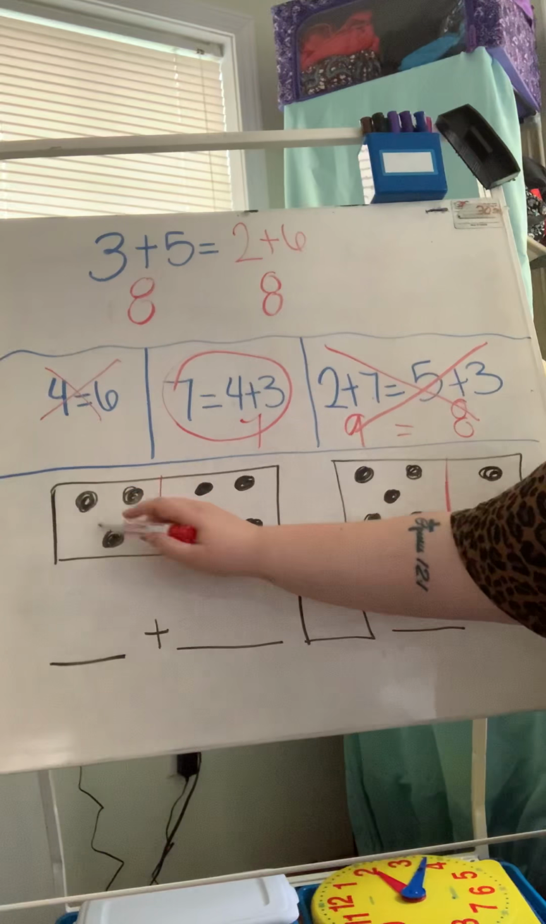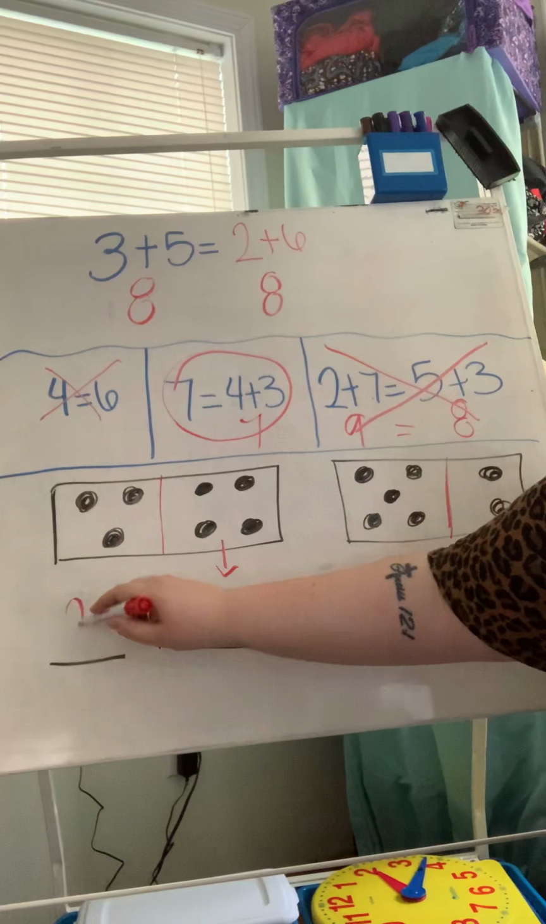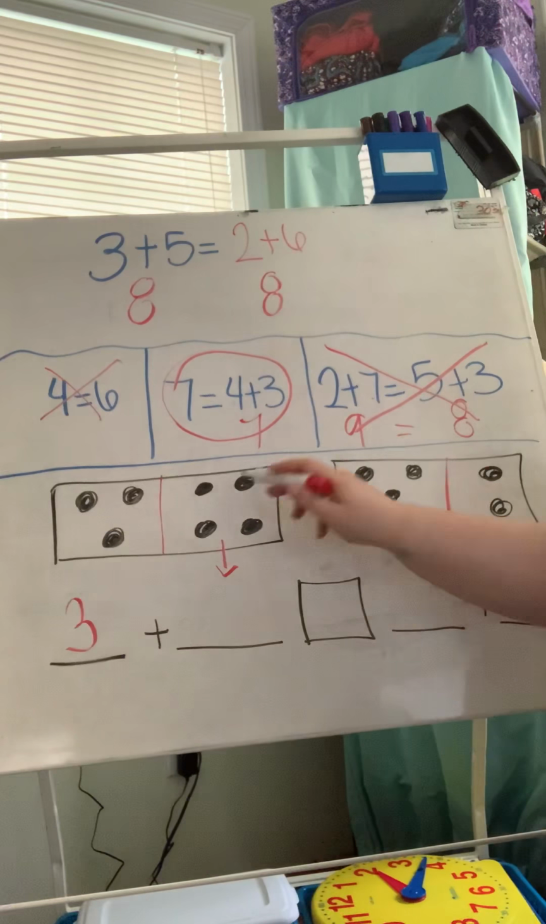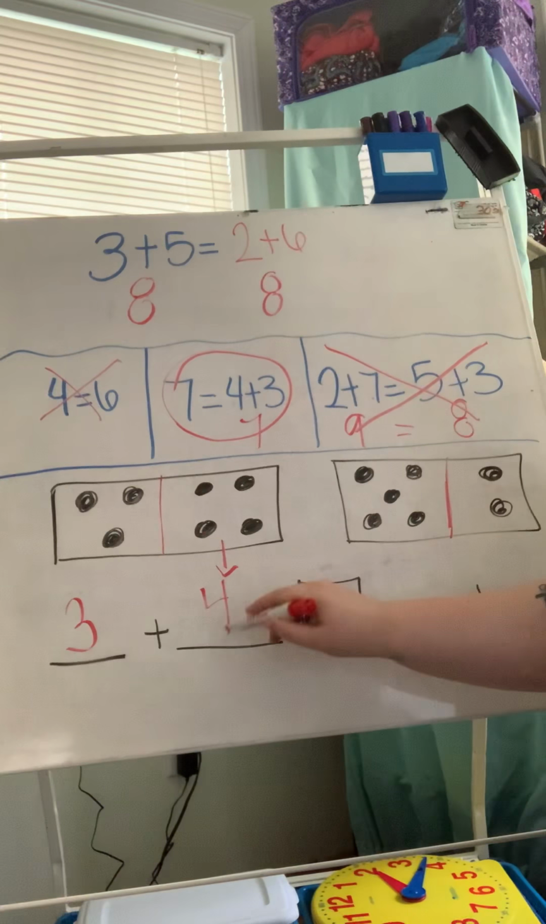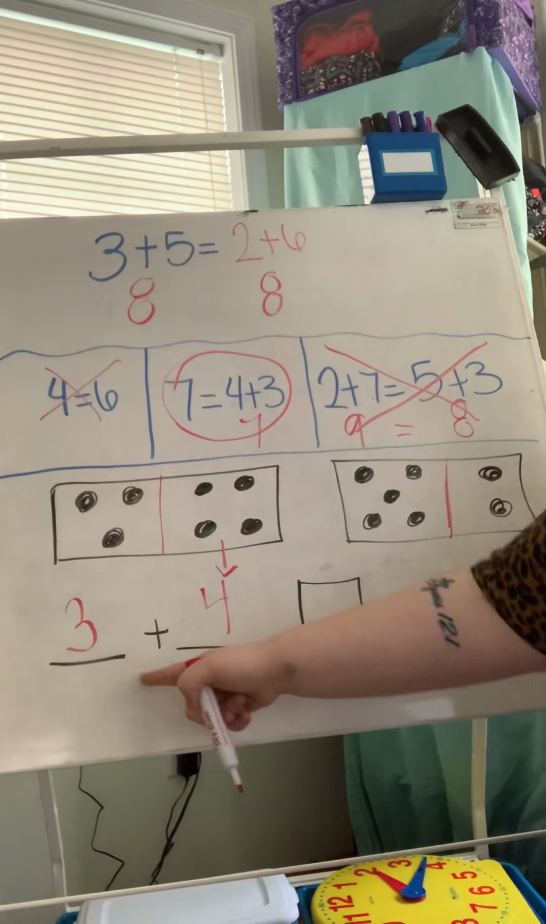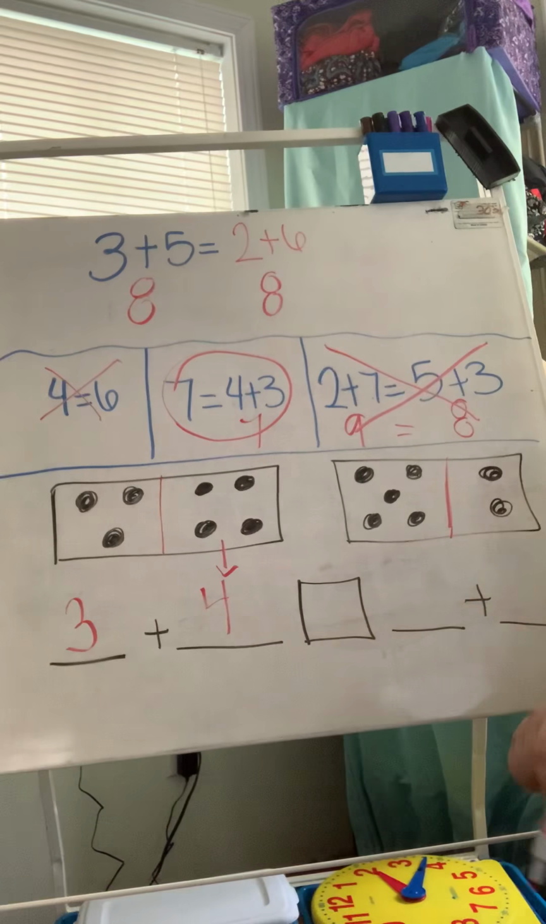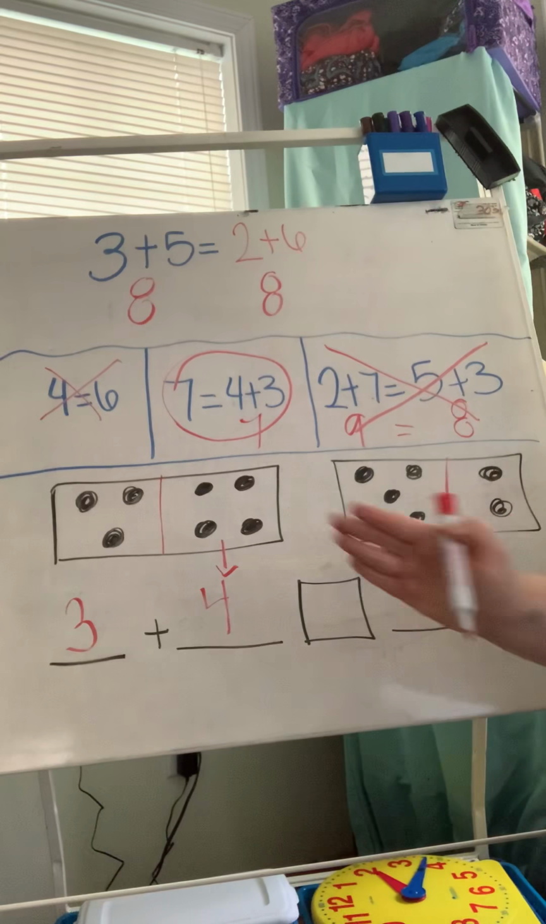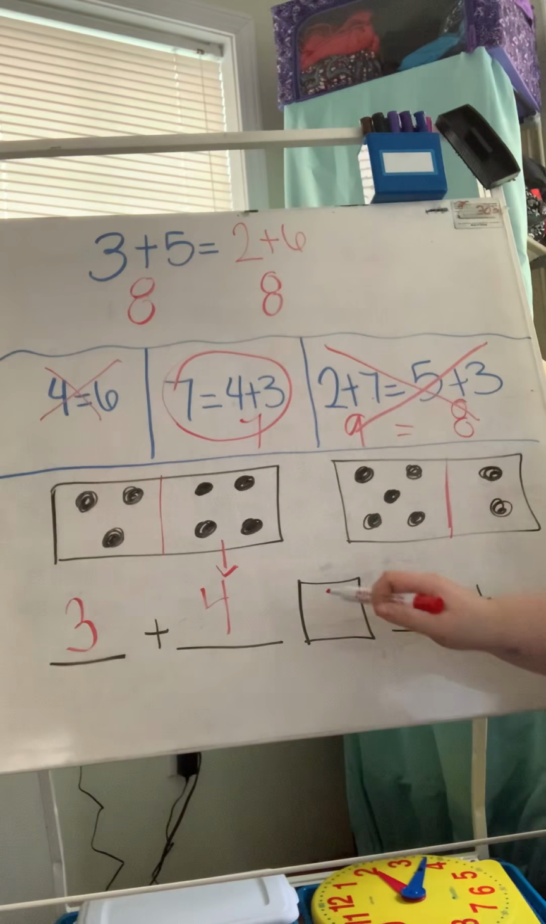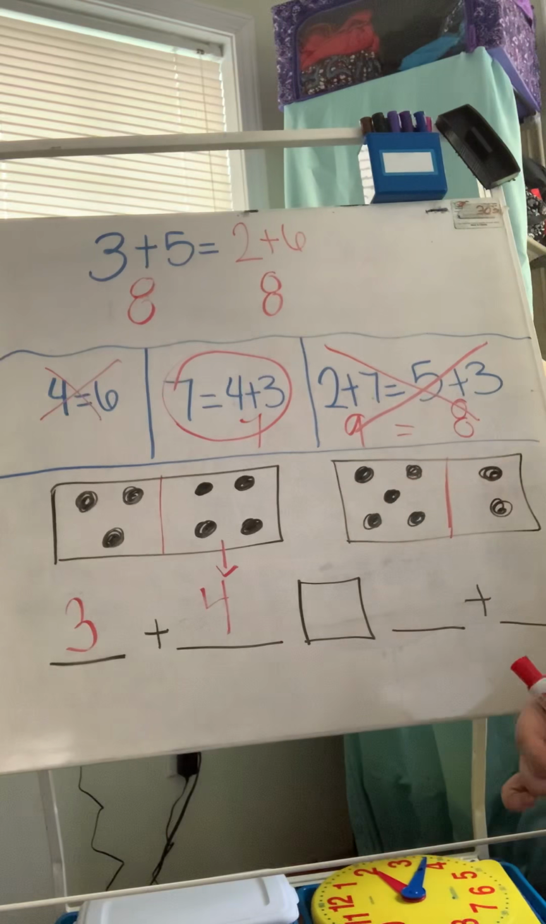So count them over here. 1, 2, 3. That's 3 dots. 1, 2, 3, 4. That's 4 dots. So right now you have 3 plus 4. And then you have this blank box that I mentioned earlier. So this blank box is going to be where your child either puts an X or puts an equal. Now, if they put an X, that means that these two are not equal. If they put the equal sign, that means that they are.